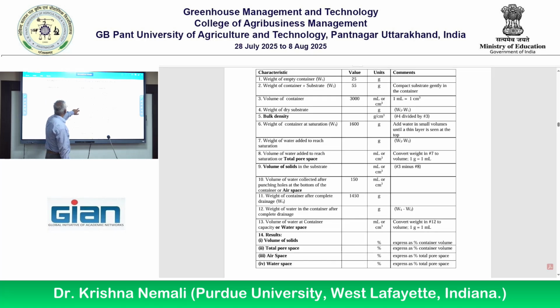1600 minus 55, which comes to 1545. Okay.